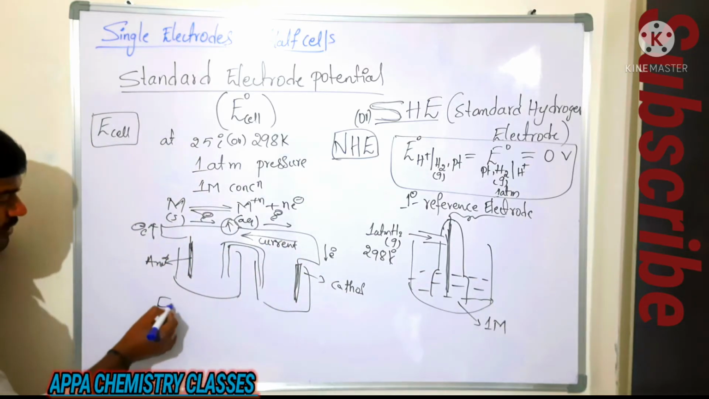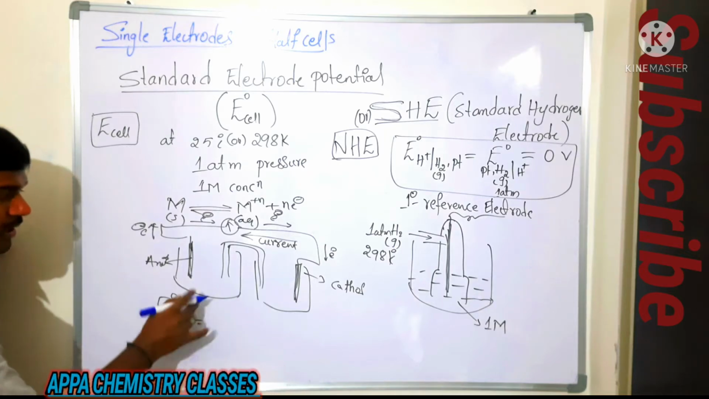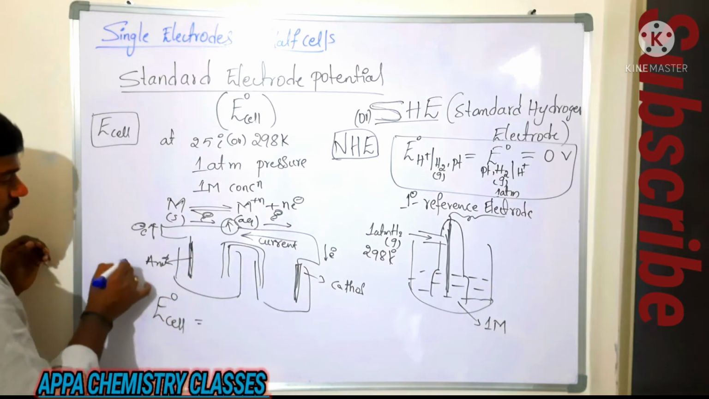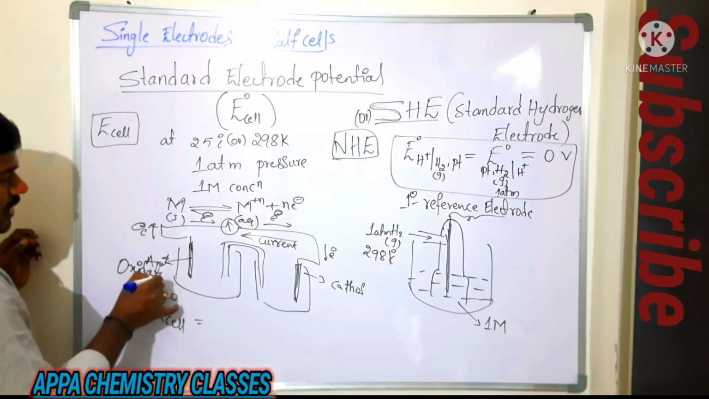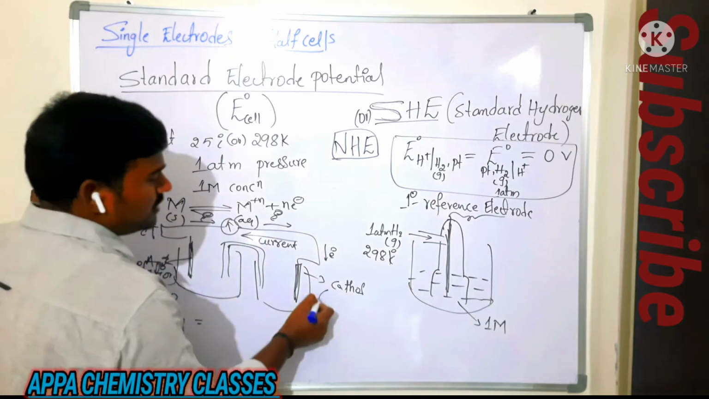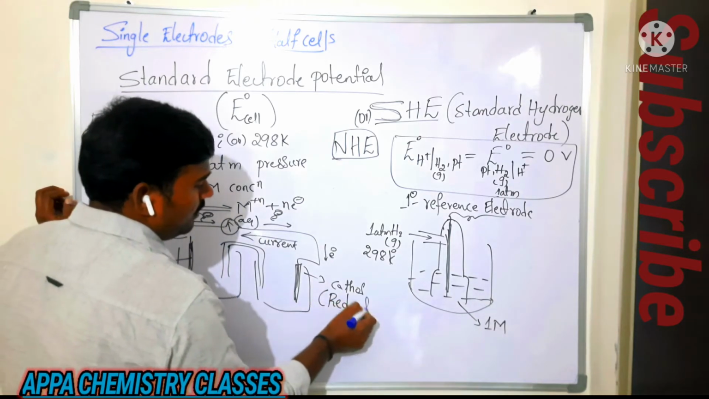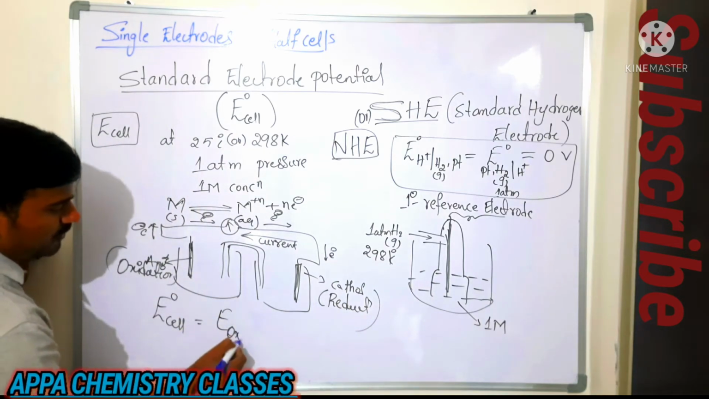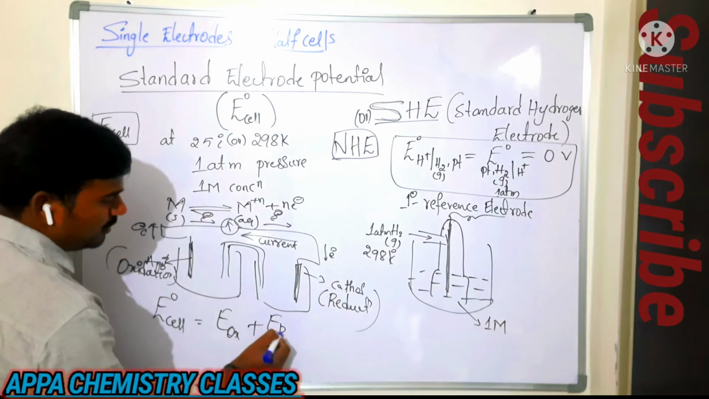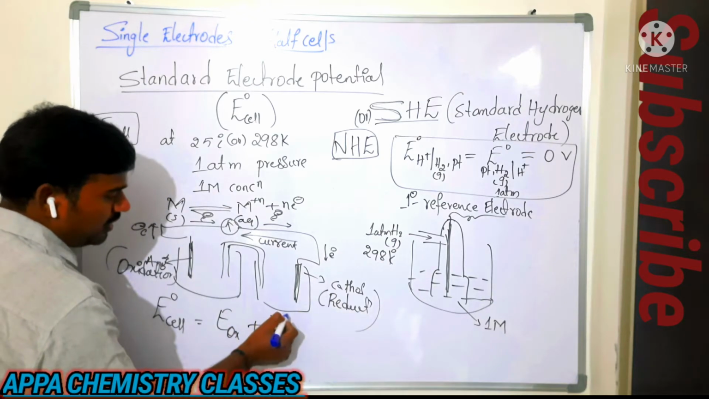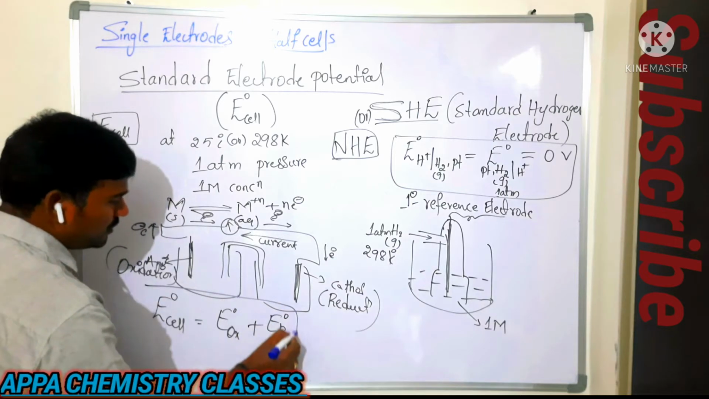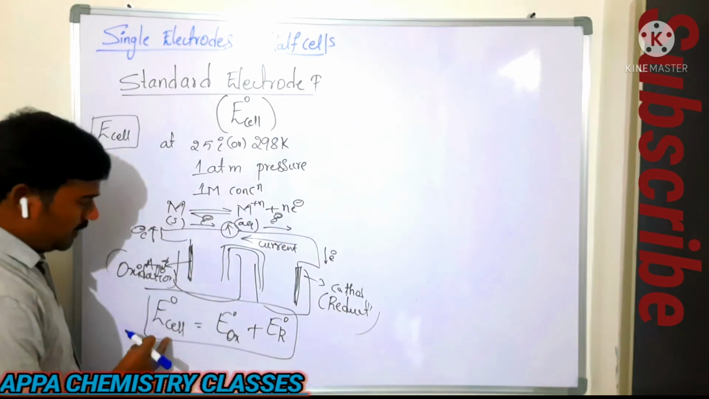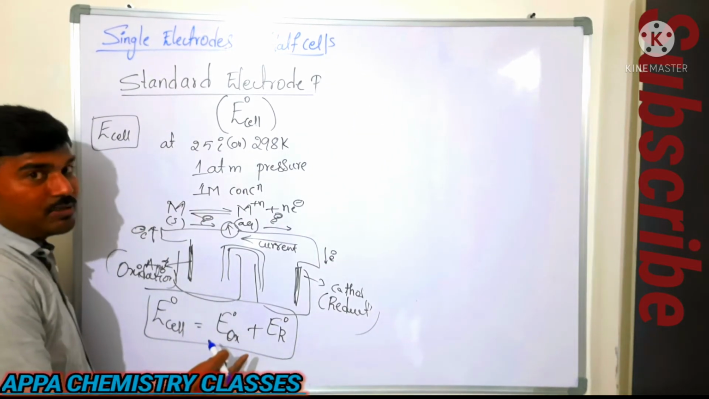Now how will you get the standard electrode potential of a cell? You will get the sum of the potentials. At the anode, oxidation takes place. At the cathode, reduction takes place. So the sum of the oxidation potential plus the reduction potential gives you E0 cell. Is that clear? Here E0 cell is the sum of the oxidation potential plus the reduction potential.